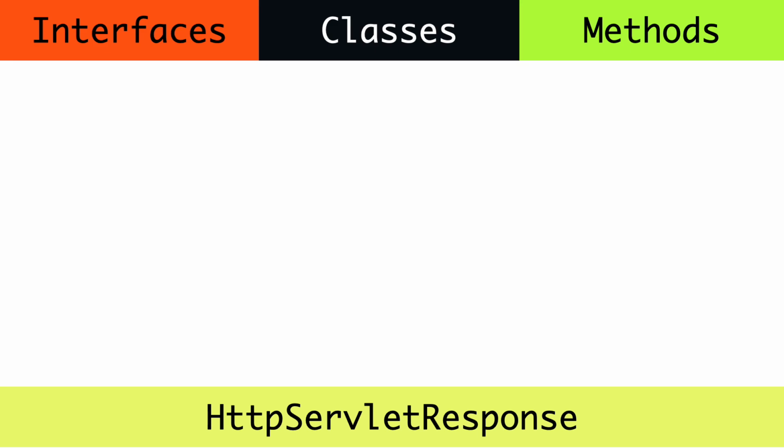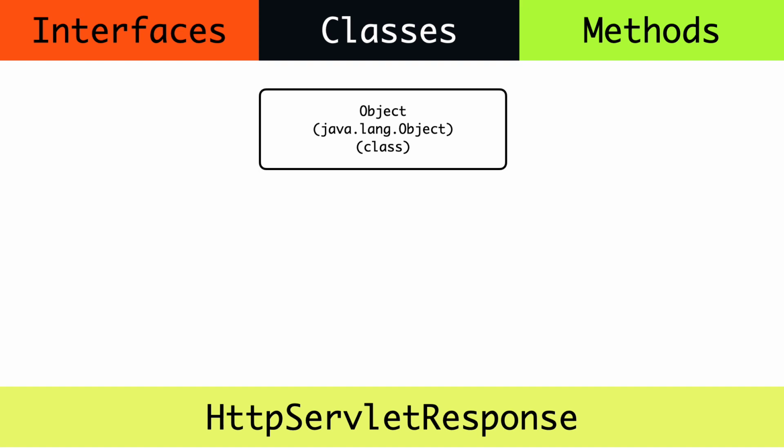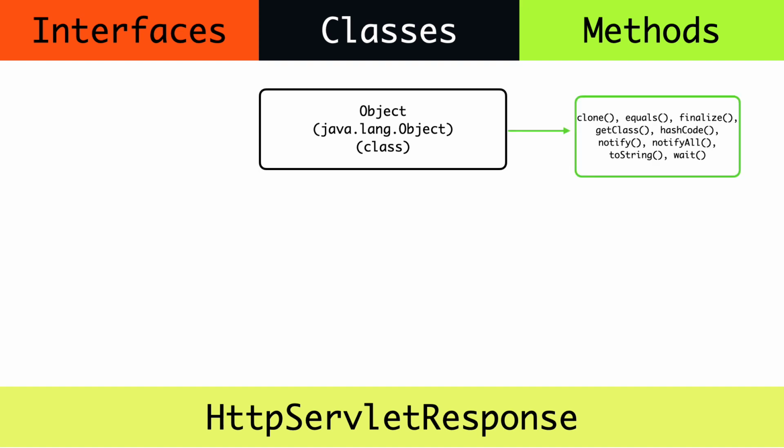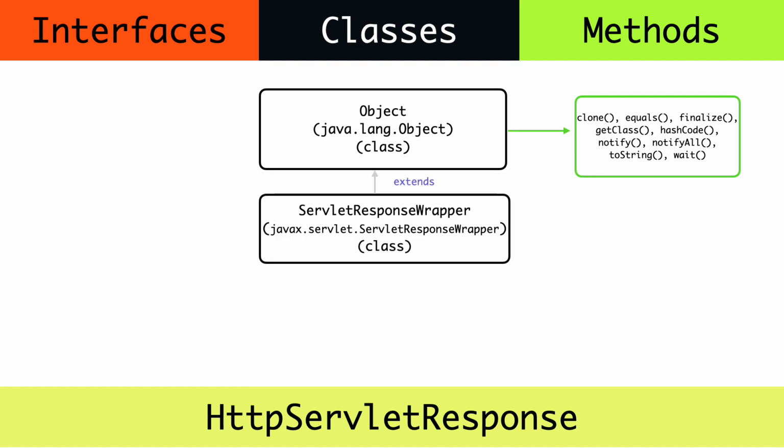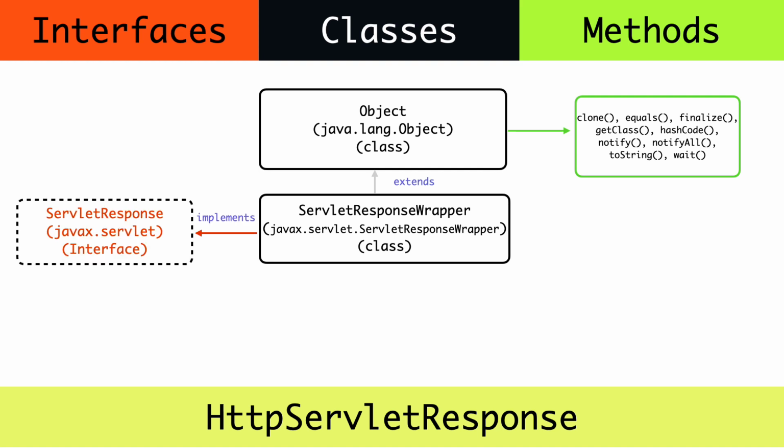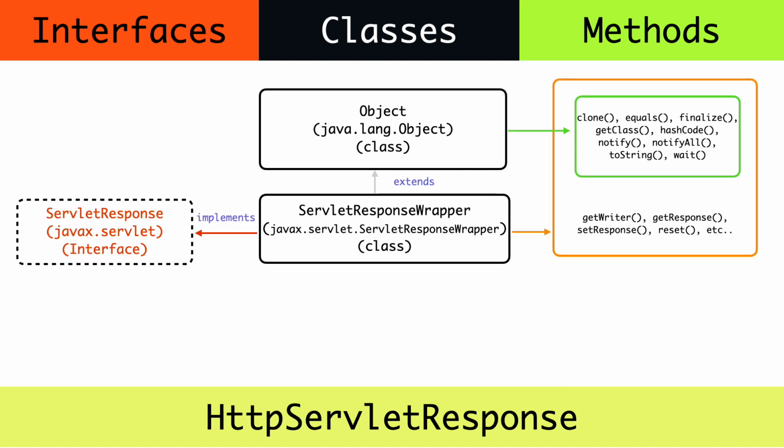So we'll also see now HttpServletResponse and the hierarchy of interfaces and classes involved in it. In a similar way, the Object class is the superclass of all classes, which has the following methods, and ServletResponseWrapper inherits the Object class and implements ServletResponse, and it contains methods like getWriter, getResponse, setResponse, reset, etc. We'll be using getWriter more often when we practically implement servlets. That we'll see in the next video.